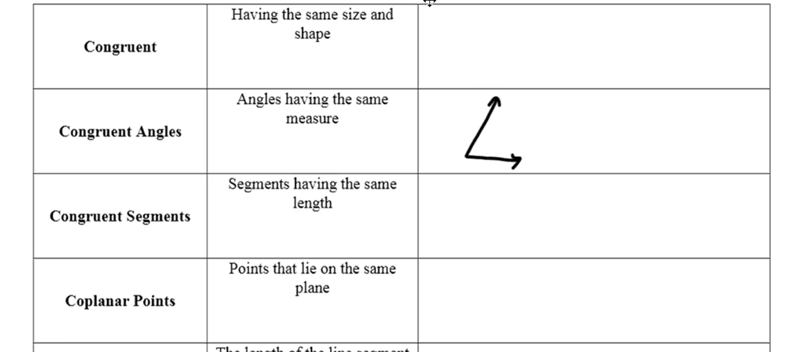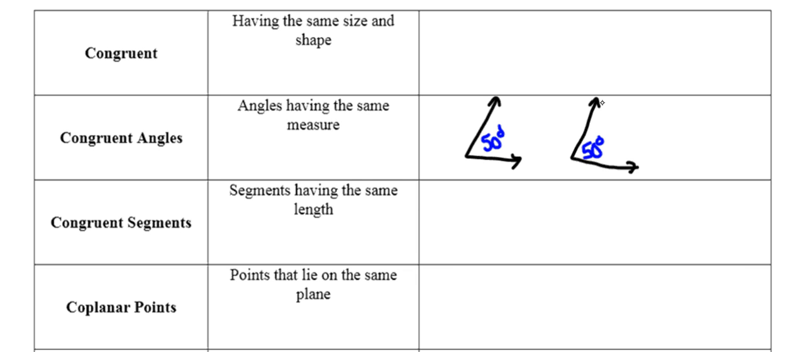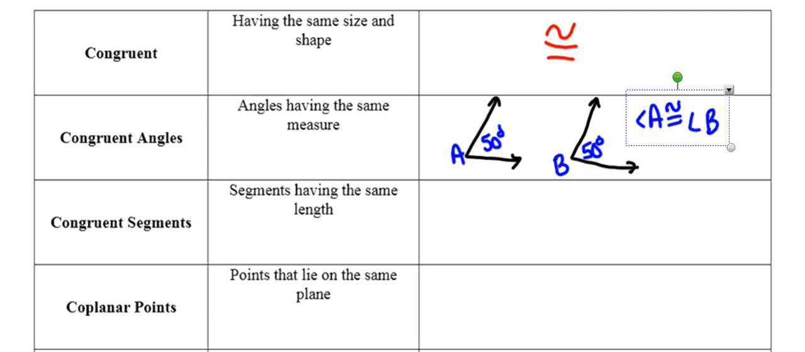So if this angle measured, say, 50 degrees, and this one had the same measure, 50 degrees, we could then say that, I'm going to call this angle A and angle B, angle A is congruent to angle B. And I guess I should have put up here the symbol that we're going to use to mean congruent is the equal sign with the squiggle over it.